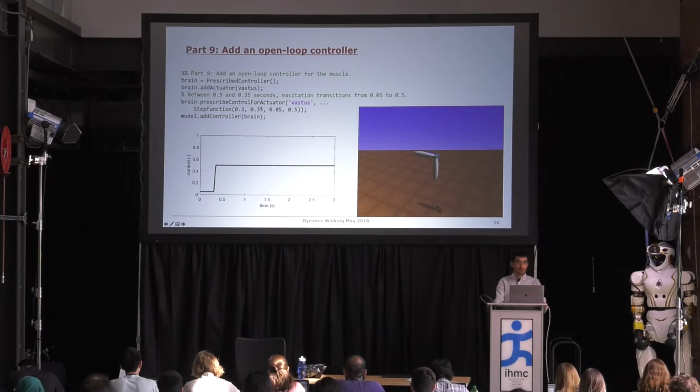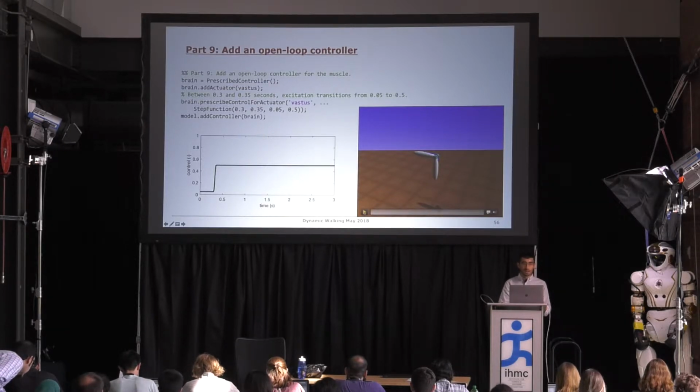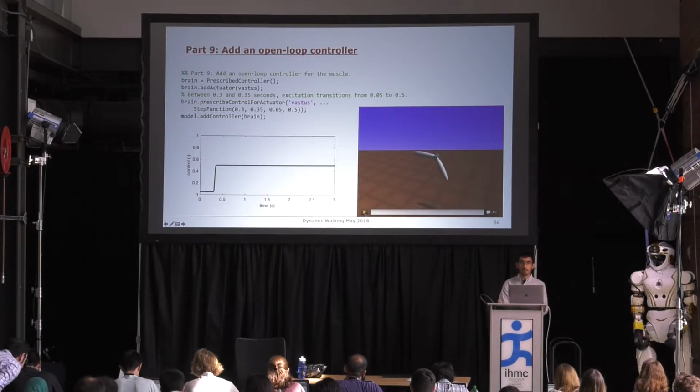Once you've prescribed a control signal for the vastus actuator, you can add that controller to your model with add controller. Once you've done that, if you simulate, you should see what's in this plot. The knee extends now, and you can see the activation level of the muscle as the color of the muscle path. So initially the muscle path is blue. At 0.3 seconds, it starts lighting up and becomes red.